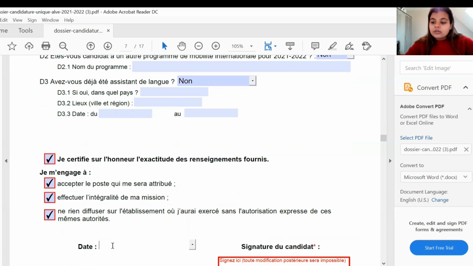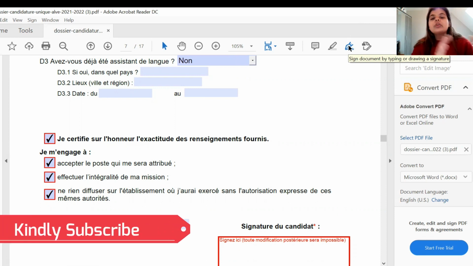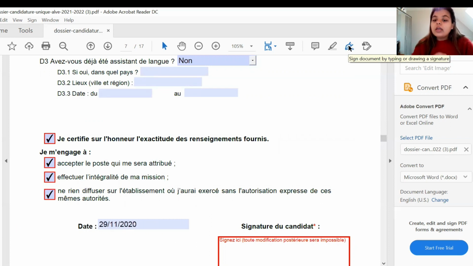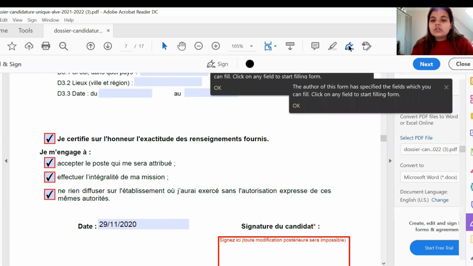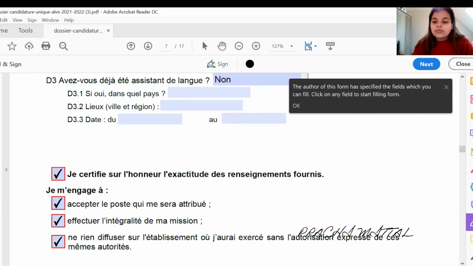For the date, you write today's date, that is 29th November 2020. How do you do the signature? Guys, you'll find an option over here, sign document. You sign on a paper and download it to your computer, and then you can simply select that file. So you click on this. I already have this signature of mine.